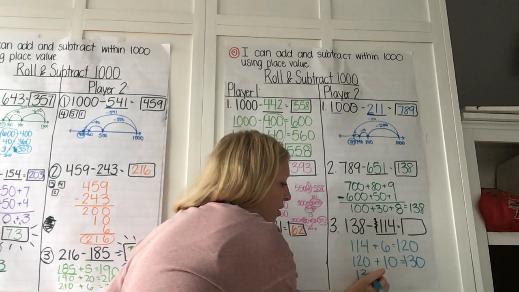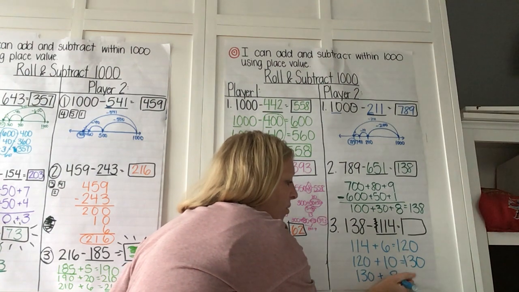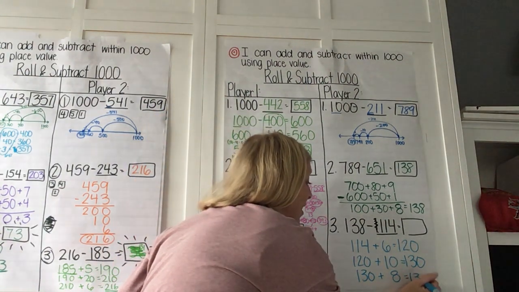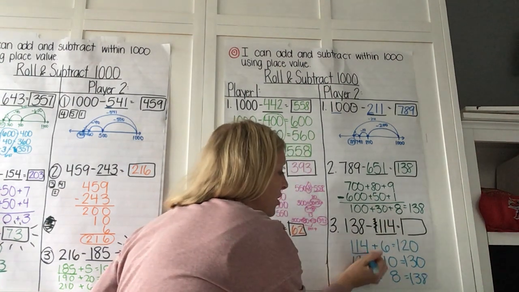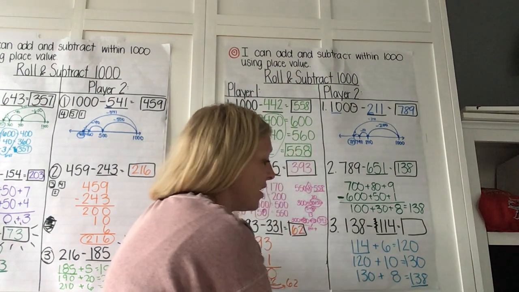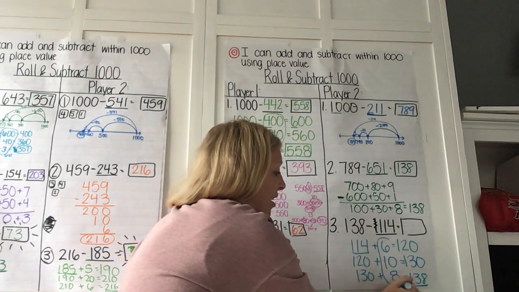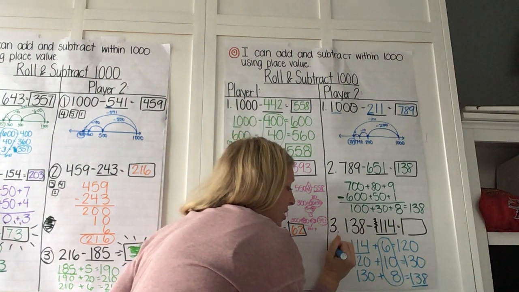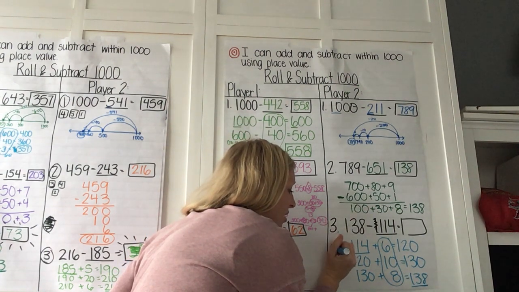And then 130 plus what? And why 8? Because you're trying to get to 138. Okay, so you started with 114. You added something to get to 138. And what did you add to get there? Okay, so 6. All right, so 6 plus 10 plus 8.